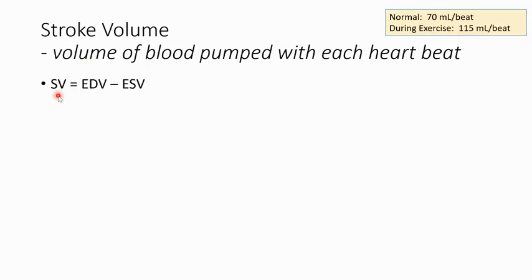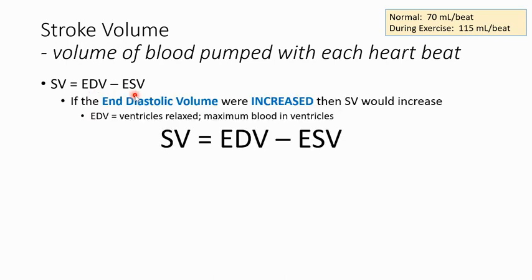So the formula for stroke volume is end diastolic volume minus end systolic volume. So if the end diastolic volume were increased, what happens if we increase this number right here? If the end diastolic volume were increased, then stroke volume would also increase. So you need to understand the relationship. Keep in mind what's going on here. This end diastolic volume is what's going on when the ventricles are relaxed prior to contraction.